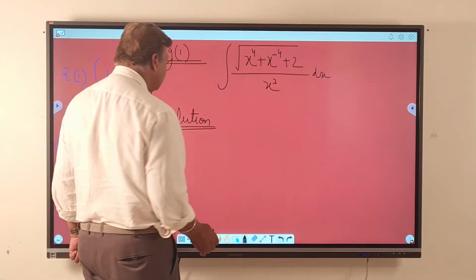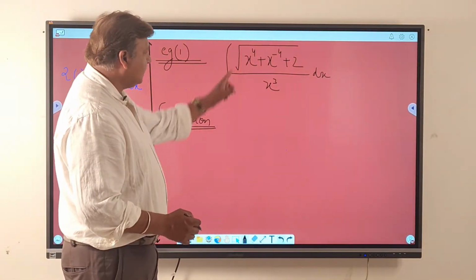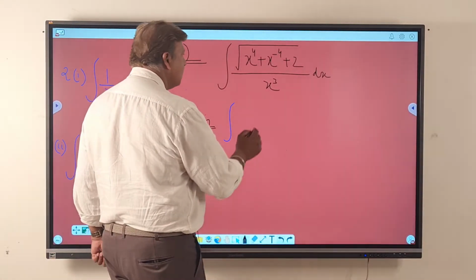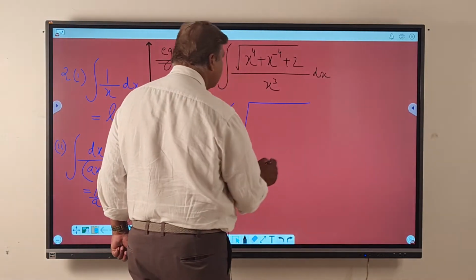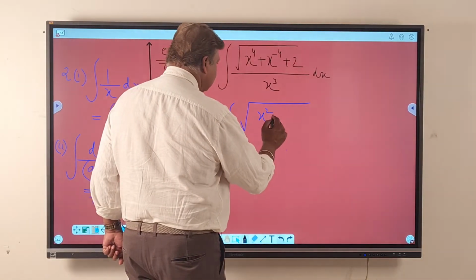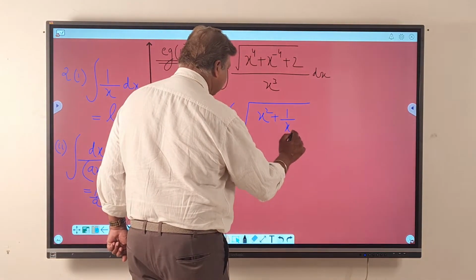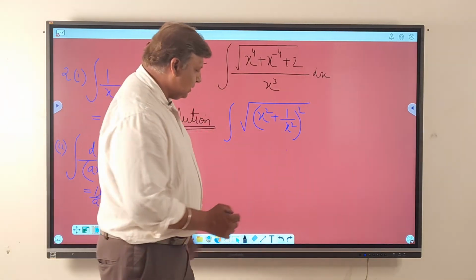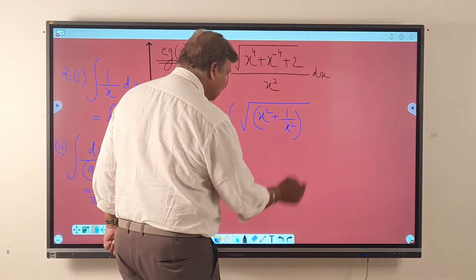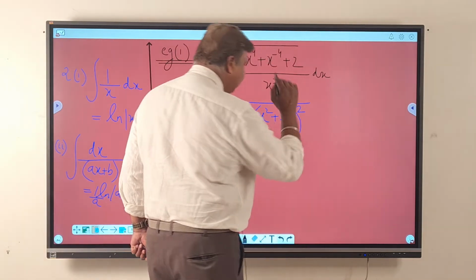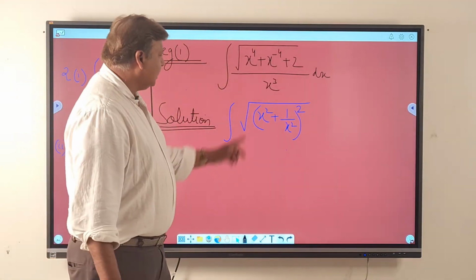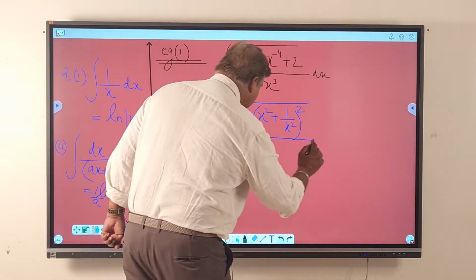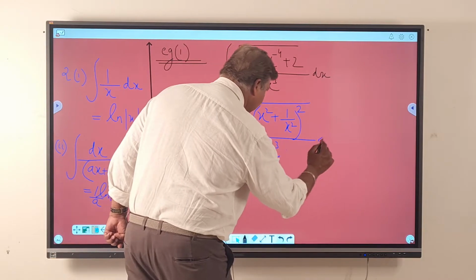So, x raised to power 4 plus x raised to power minus 4 plus 2, I can write it as under root x square plus 1 by x square whole square. Am I right or wrong? Because when you expand it, I mean, not a good 2 I have made. Yeah, now that's better. Now x square plus 1 by x square whole square becomes the numerator, and in the denominator you have x cube. No worries.